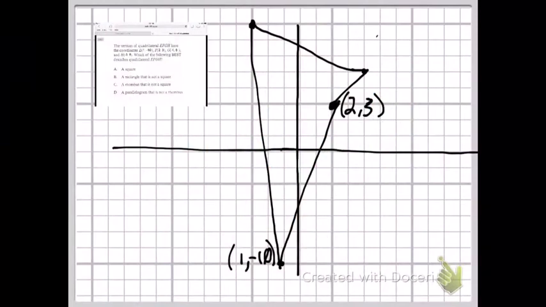The vertices of quadrilateral EFGH have the coordinates E(1, -10), F(2, 3), G(4, 5), and H(-3, 8). Which of the following best describes quadrilateral EFGH? It's none of the above because none of the answers make sense.